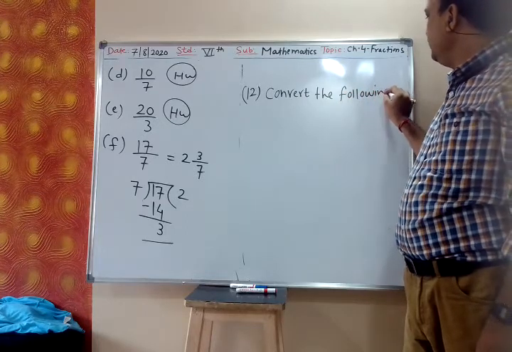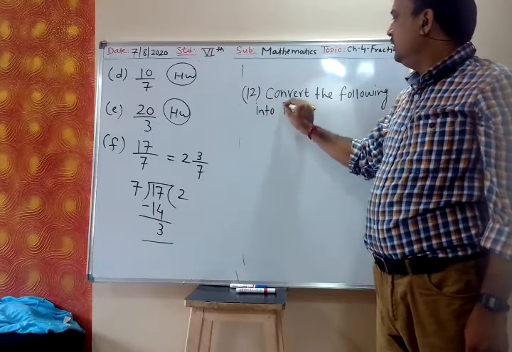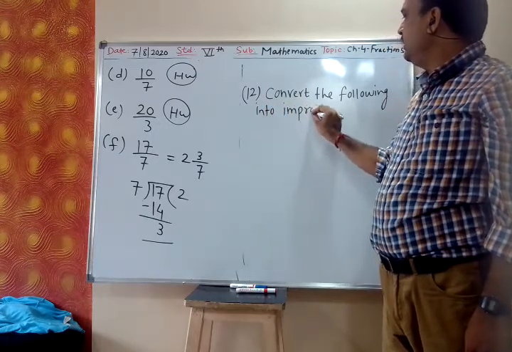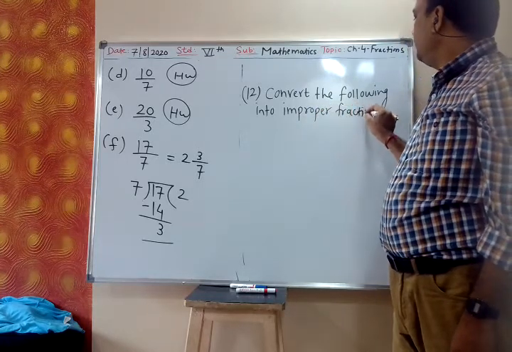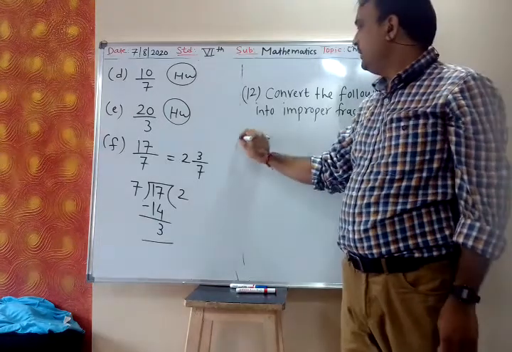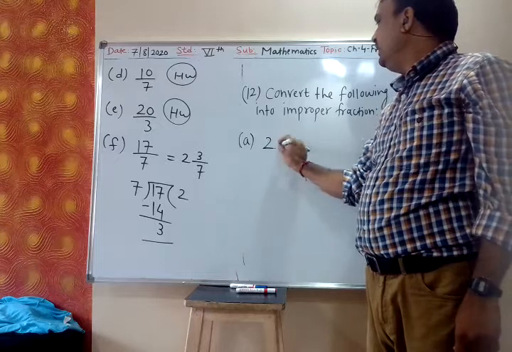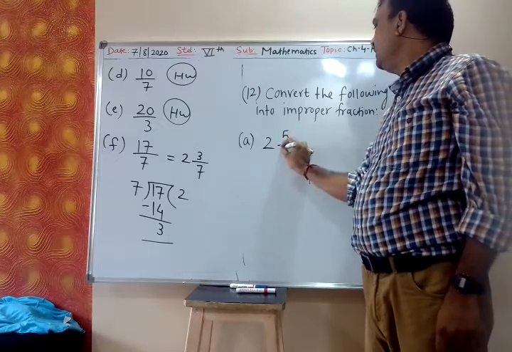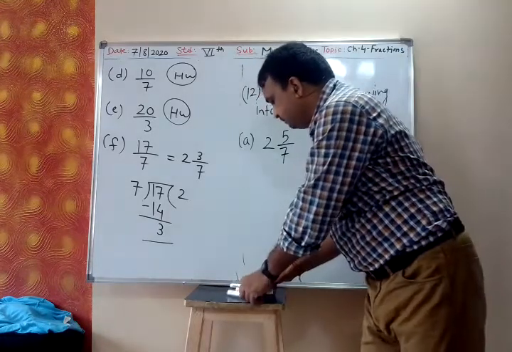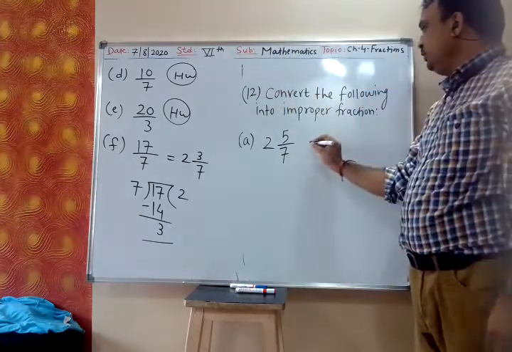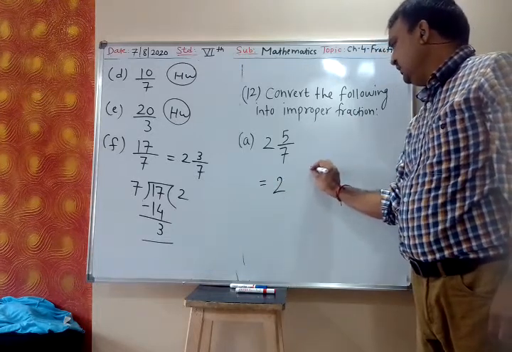Convert the following into improper fraction. A is 2 and 5 upon 7. This we write 2, then this is 5 upon 7.